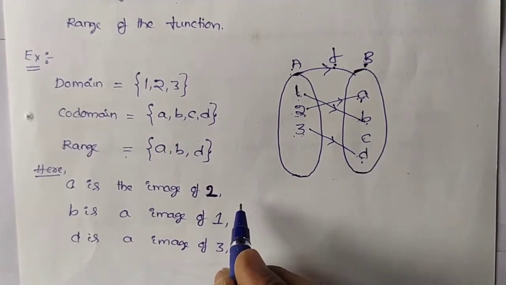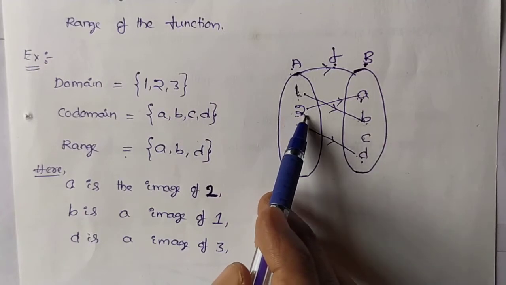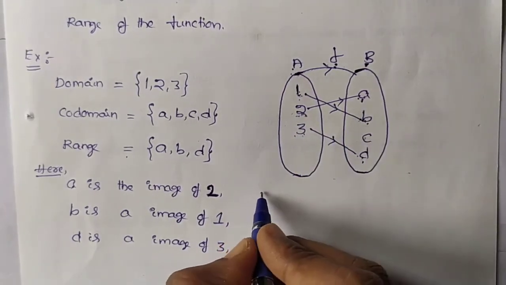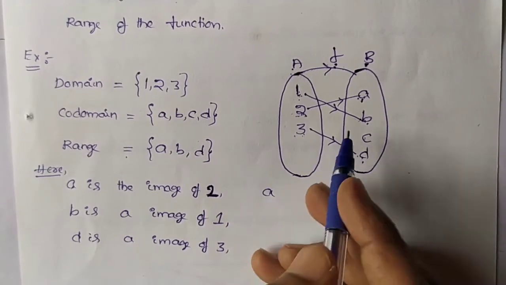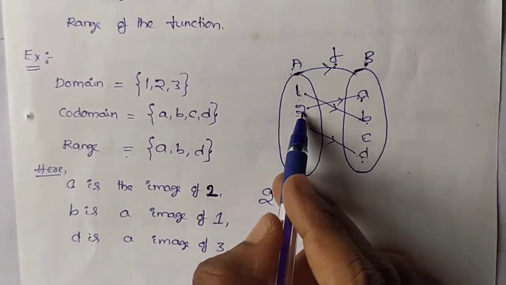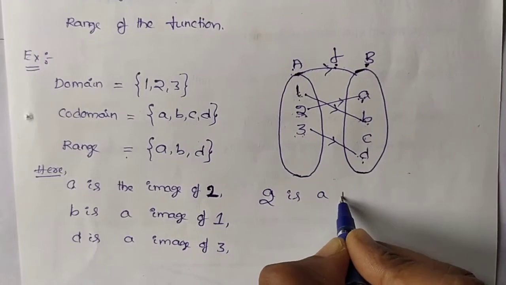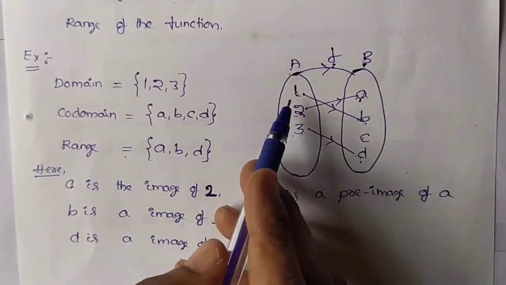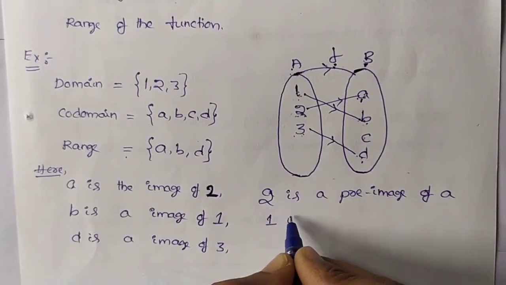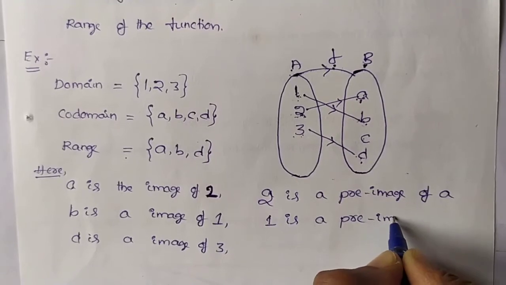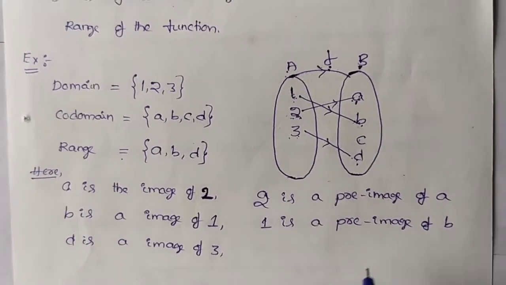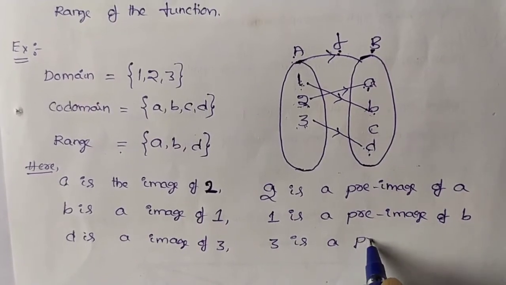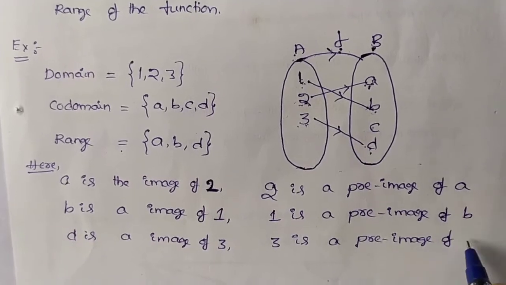Next, what about the reverse one? A is the image of 2, then 2 is a pre-image of A. Not A, it is 2. 2 is a pre-image of A. 1 is a pre-image of B. Next, 3 is a pre-image of D.